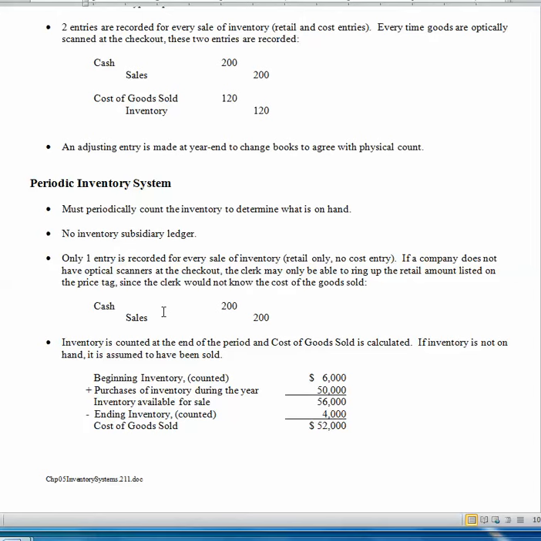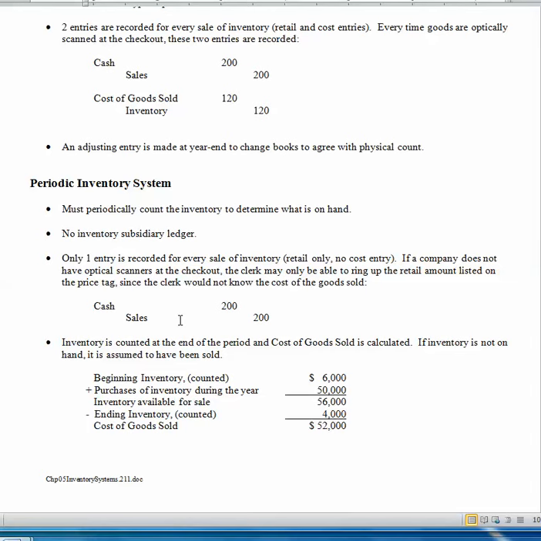So see if you can think of a company where at the checkout, all they do is key in the retail dollar amount that they're charging you. And you end up walking out with a cash register receipt that just shows dollar amounts. It doesn't list items that you've purchased. And the company really is not keeping track of what particular items are going out the door.